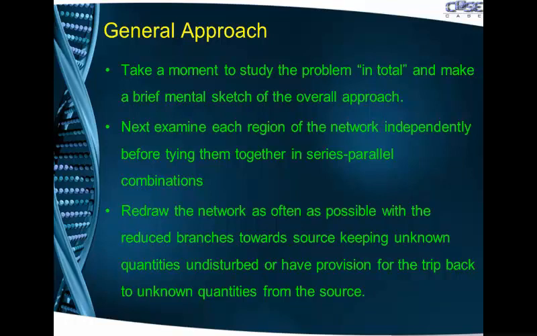Then you have to find out those unknown quantities in the circuit. For that you have to approach the circuit in a way that you try to reduce the circuit towards the source. So first of all, you redraw the network as often as possible. That is, in a simple structure, try to draw the circuit so that it is easily understandable. Then look for the unknown quantities that are required to be determined. This approach we will see in detail in the next slides.